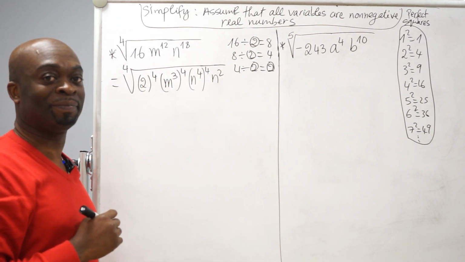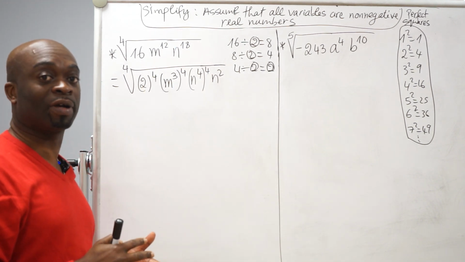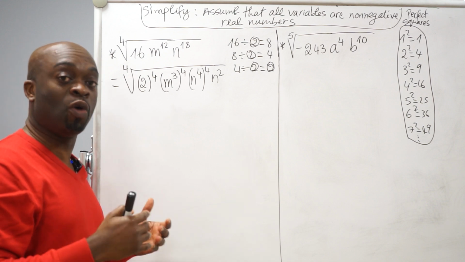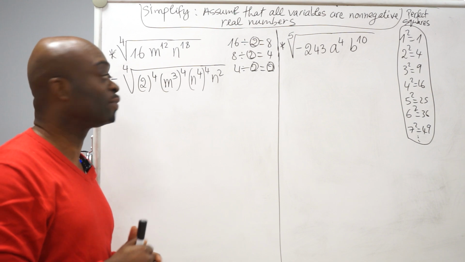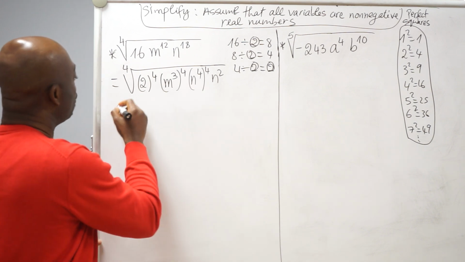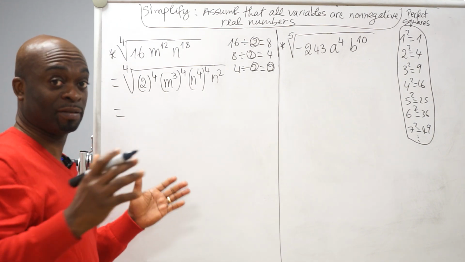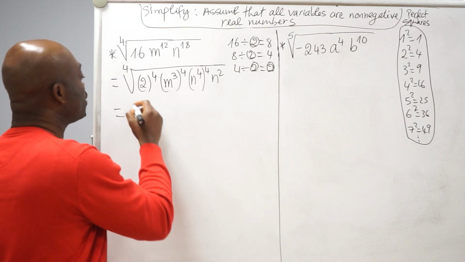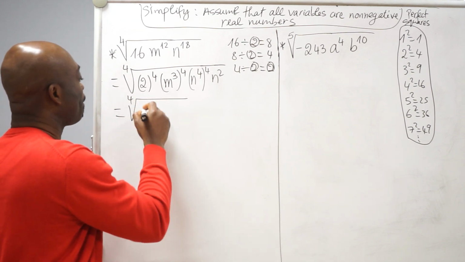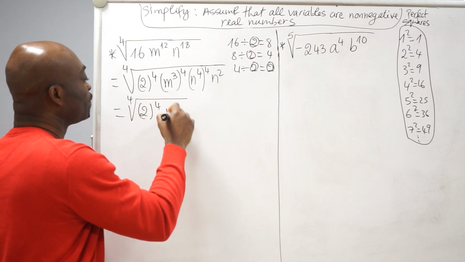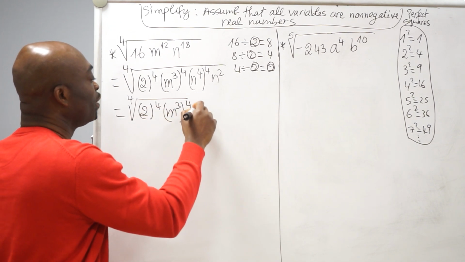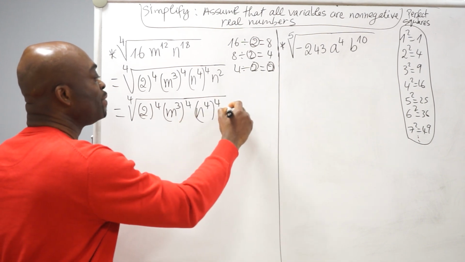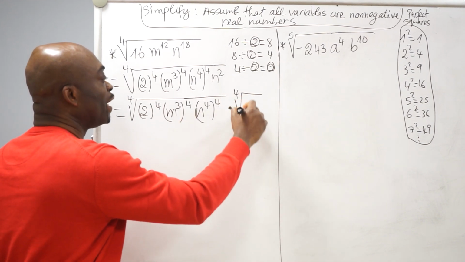Are we good so far? Okay, take your time right now. This is where we're learning, and once you learn and you know it, you can move faster, okay? So let's go at it now. What can we do? We can now split everything into what we call the perfect fourths. So that means 2 to the 4th, m to the 3 to the 4th, n to the 4 to the 4th, all right, times the 4th root of n to the second power.